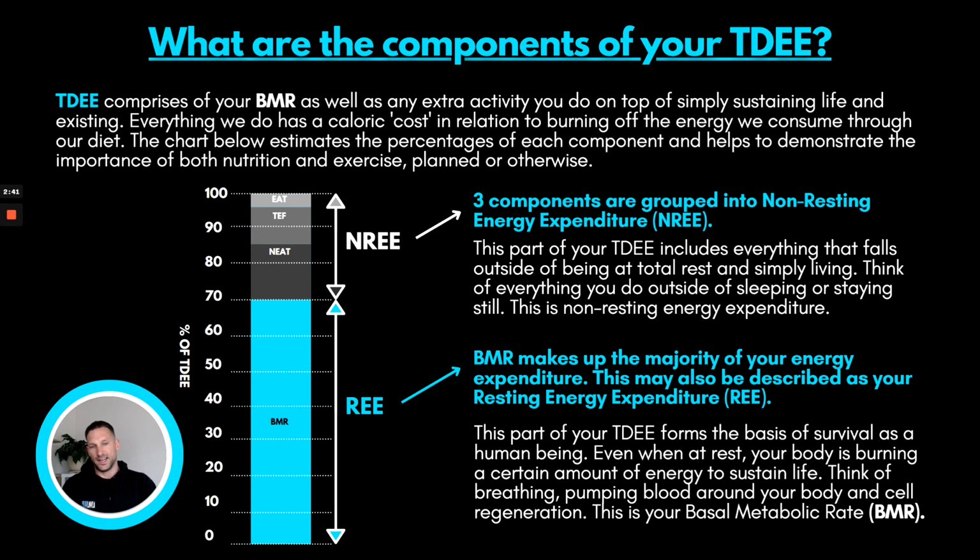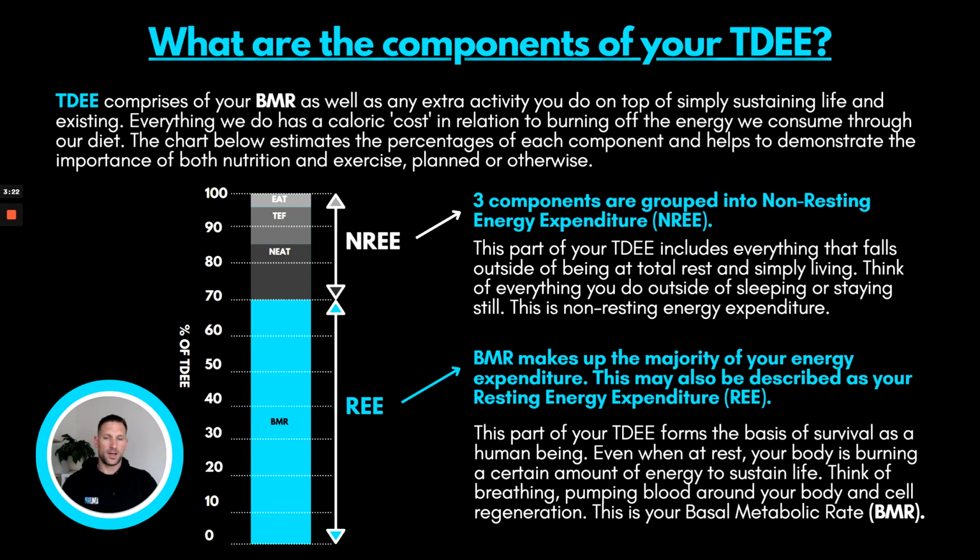We call this your resting energy expenditure because this is basically the amount of calories that your body will burn just at complete rest. So this part of your TDEE forms the basis of your survival as a human being. Even when you're at rest, your body's burning a certain amount of energy, and this is just to sustain life. If you can think of everything that your body does automatically without you consciously trying to do it, things like breathing, pumping blood around your body, cell regeneration, these are all parts of your basal metabolic rate. So this is the very base level of calories that we need to expend to keep us alive.